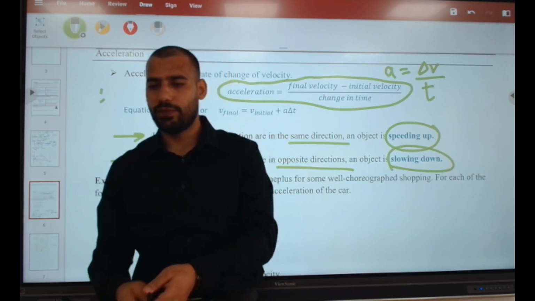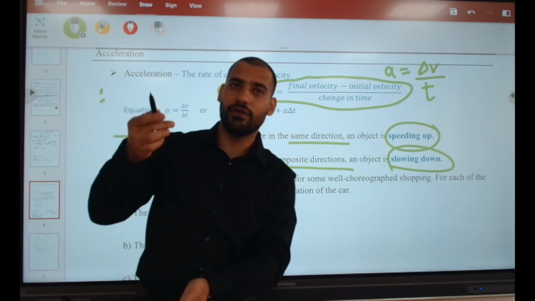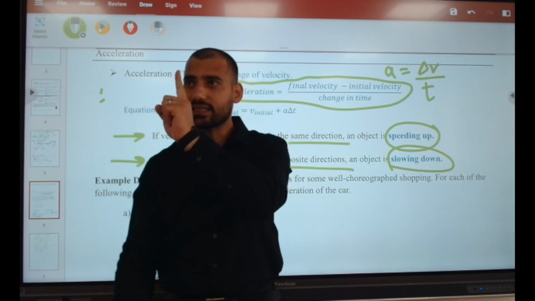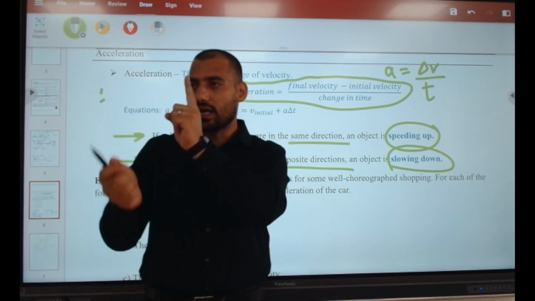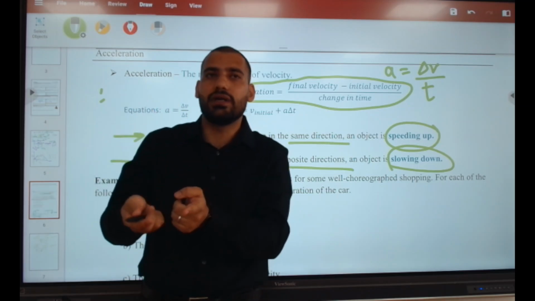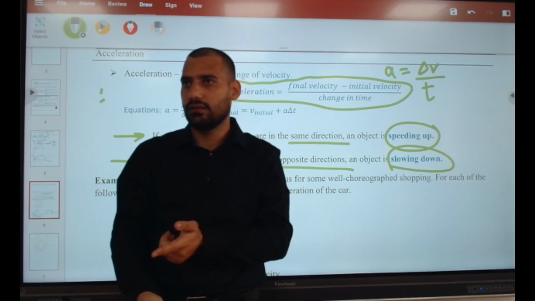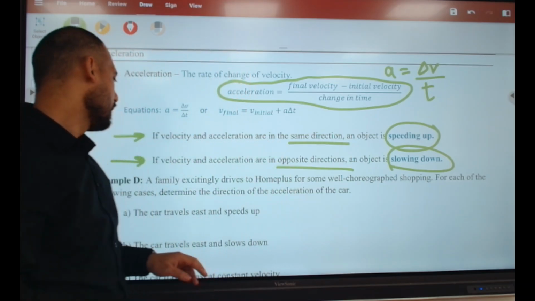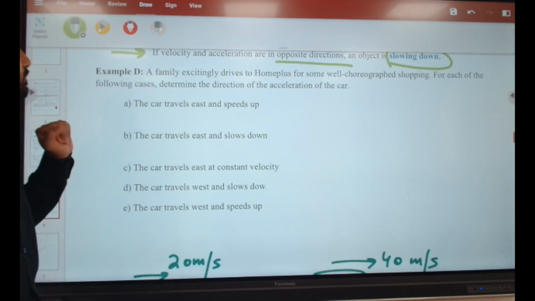Is that fine? But when I throw it up, what happens? When I throw it up, velocity is up. But what is acceleration? Down, because the force of gravity is down, isn't it? So when it is opposite, it is slowing down. It will finally stop and then come back, isn't it? Is that clear? Okay, let you solve this question now.